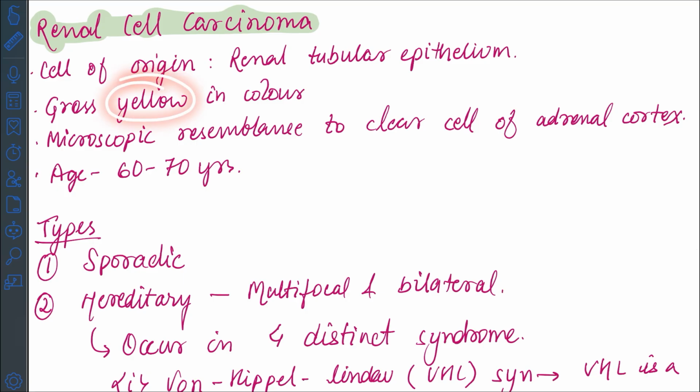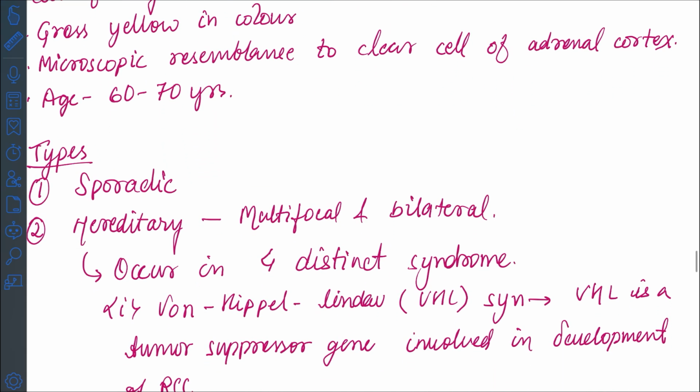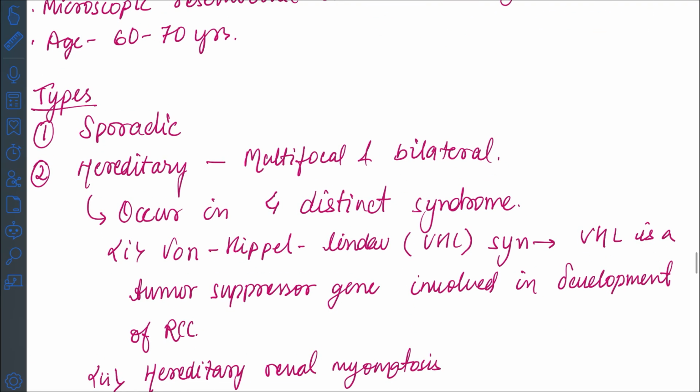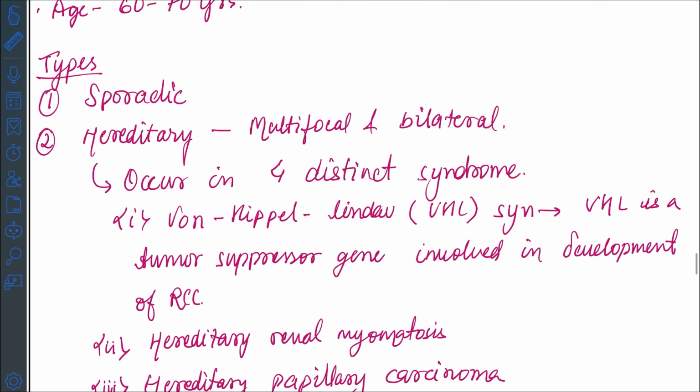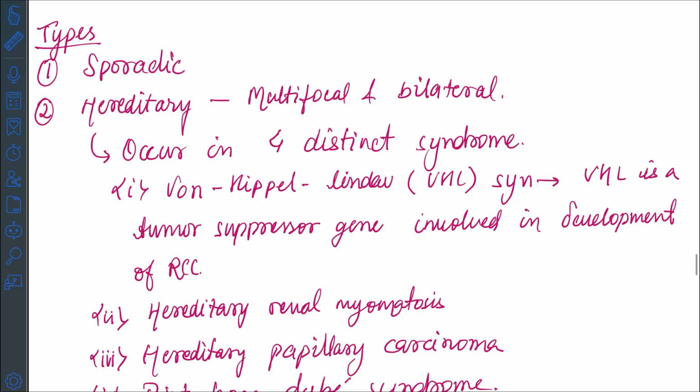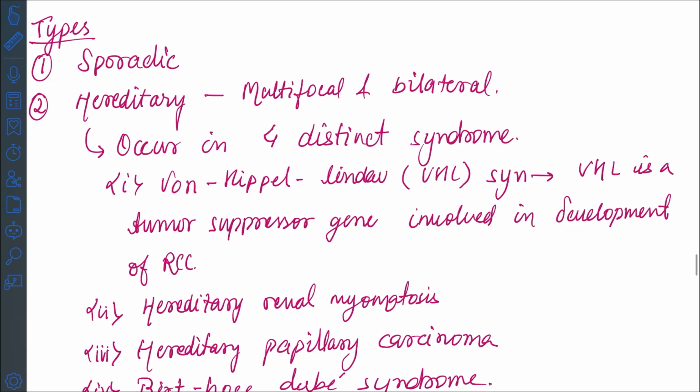It can be seen yellow in color. The microscopic resemblance is to the clear cell of adrenal cortex. The age which is mostly affected is 60 to 70 years, that is, it is seen in elderly people. There are two types, sporadic and hereditary. Mostly it is sporadic, that is in 90 to 95% people. Hereditary is 4 to 5%.